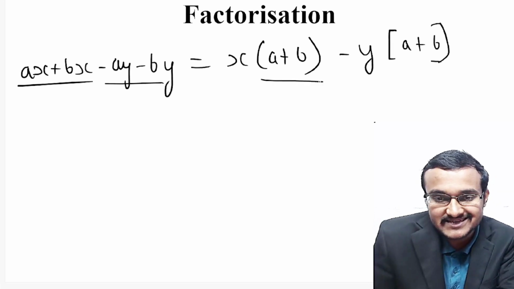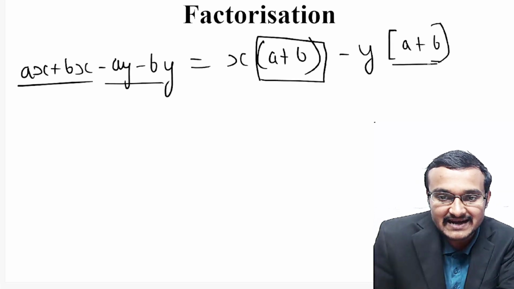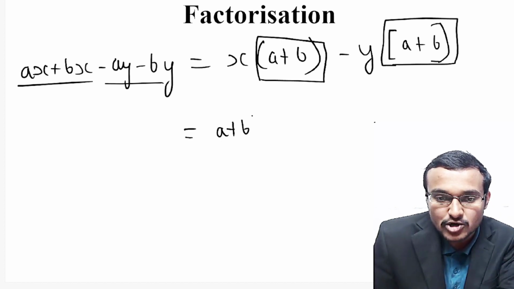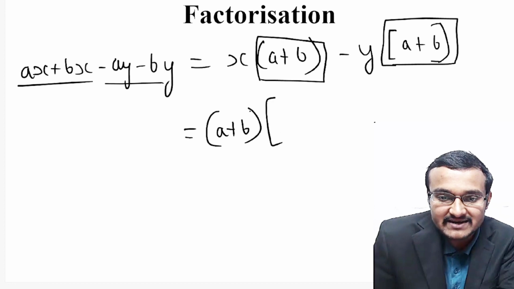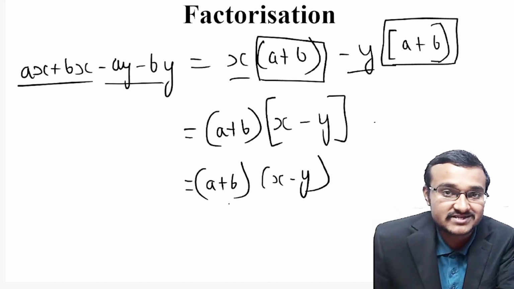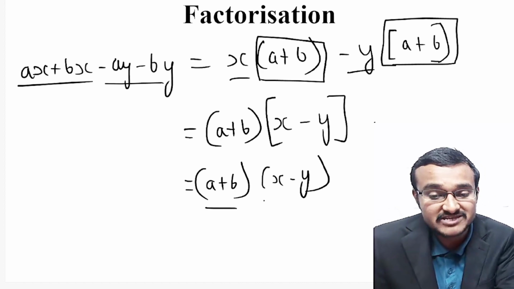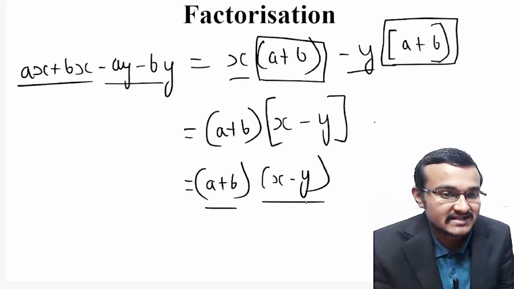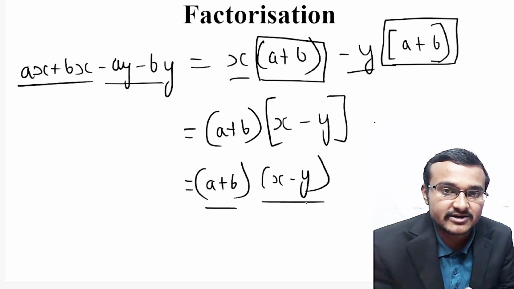So now you can see a plus b and a plus b are common in these two terms. So you can take that a plus b common, and inside the bracket x will be remaining, minus y will be remaining. So x minus y. So a plus b into x minus y are the factors for this particular third question. Here a plus b is one factor, x minus y is another factor of this particular third question.